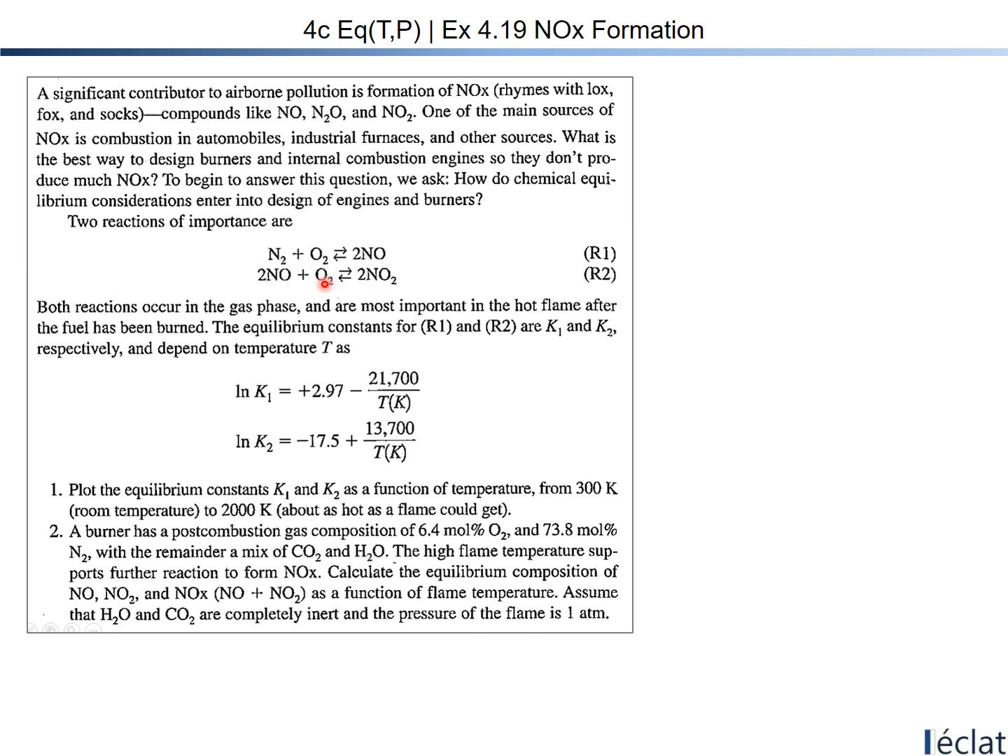So we have two chemical reaction equations. Both reactions occur in the gas phase and are most important in the hot flame after the fuel has been burned. The equilibrium constants for reaction 1 and reaction 2 are K1 and K2 respectively and depend on temperature like that. So then we have two questions here.